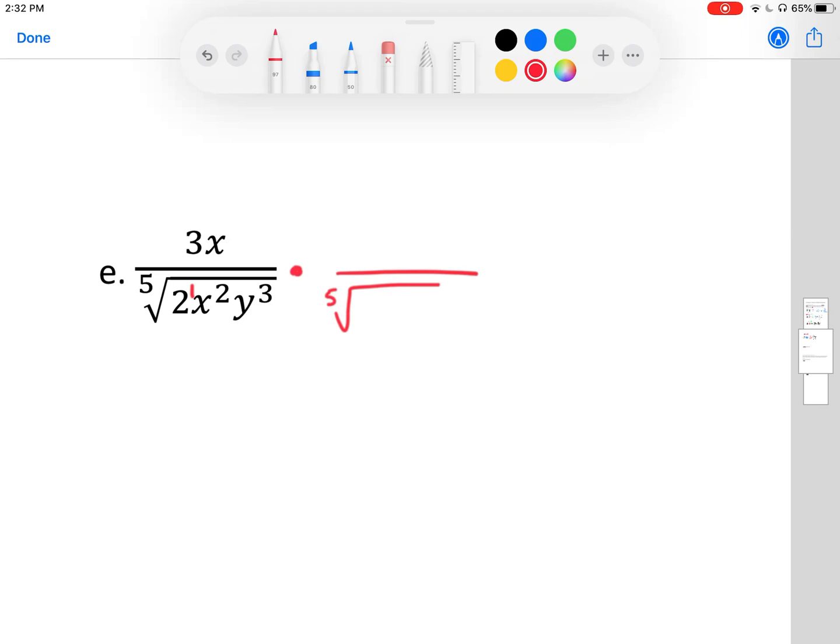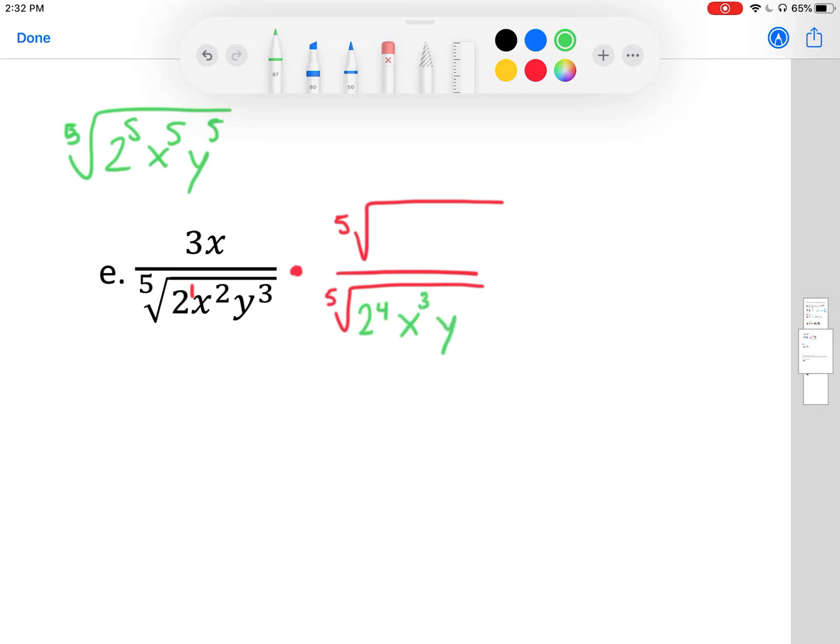So I want to multiply by the fifth root. Remember, you want the fifth root. You have 2xy. You want 5 copies of each. So I have 1, 2. I need 4 more 2's. I have 2 x's. I need 3 more x's. I have 3 y's. I need 2 more y's.